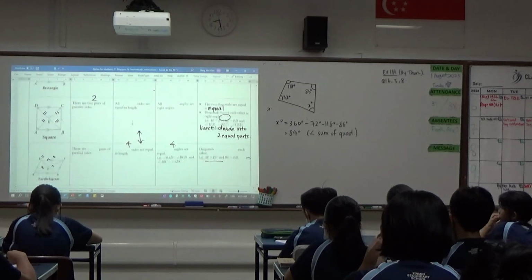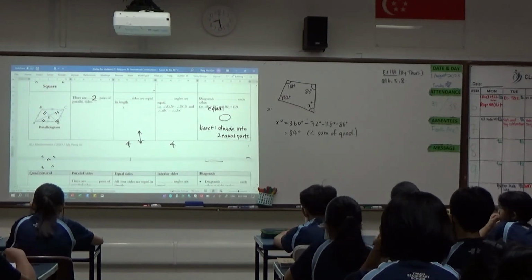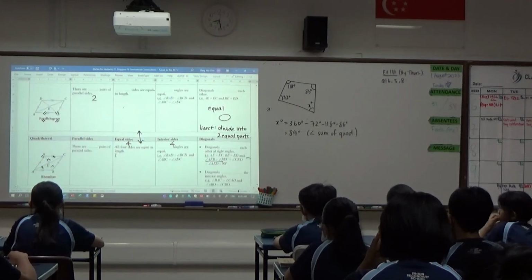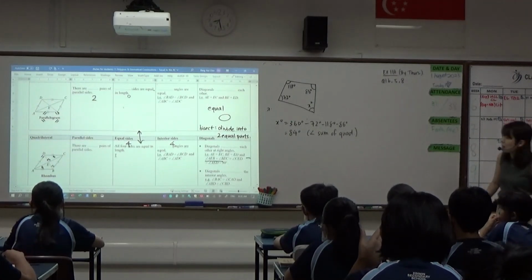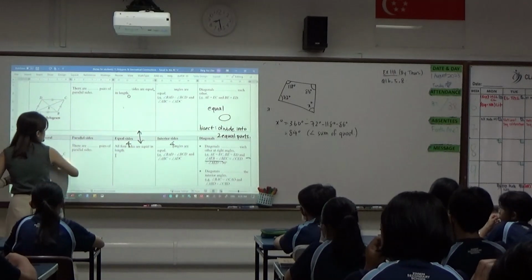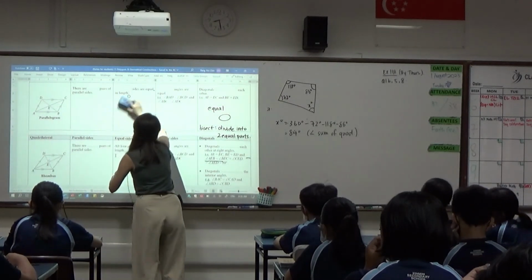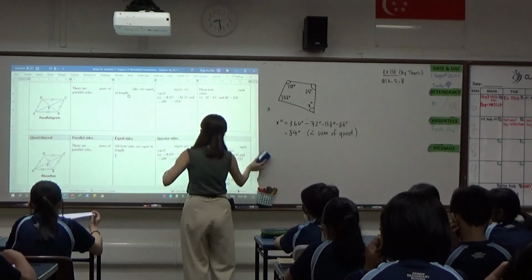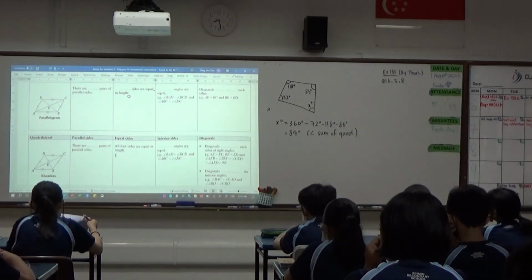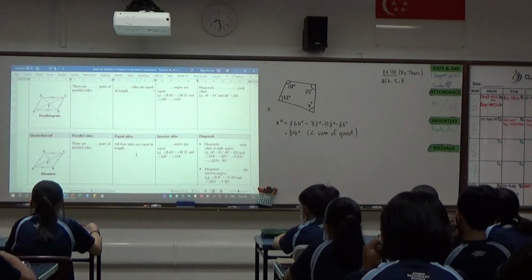Let me just try to merge these two equations together. Next we have our parallelogram and rhombus. Try to scroll this out a little.